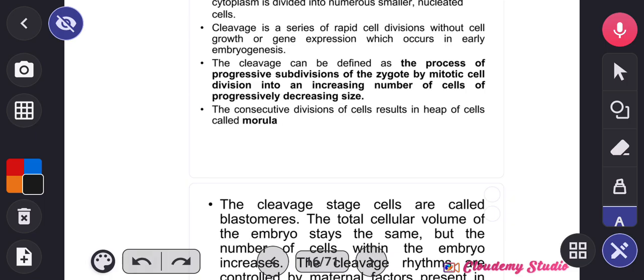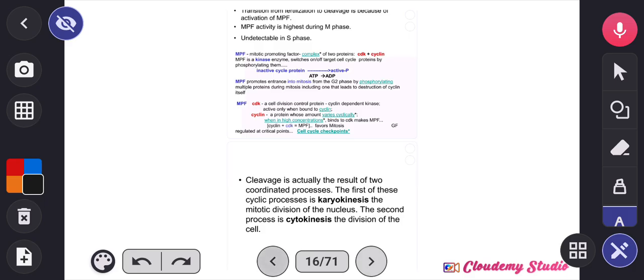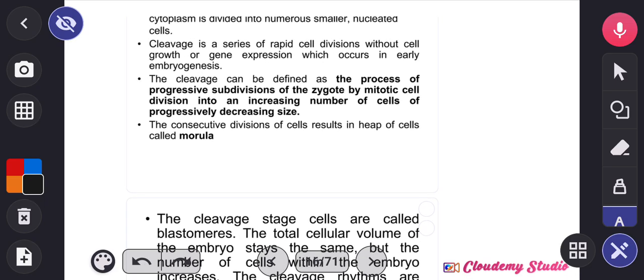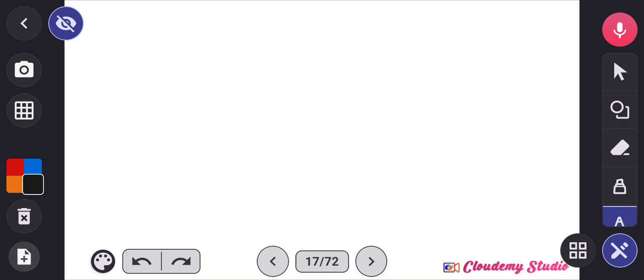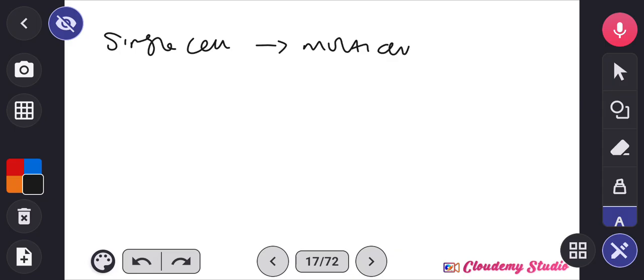Now, what are they trying to say here? What they are trying to say is that cleavage is a series of cell divisions that happen in rapid succession. You understand? It is a series of cell divisions that happen in rapid succession which transform a single cell into a multicellular organism. So a single cell is going to be transformed into what? A multicellular organism. Multi-cell.